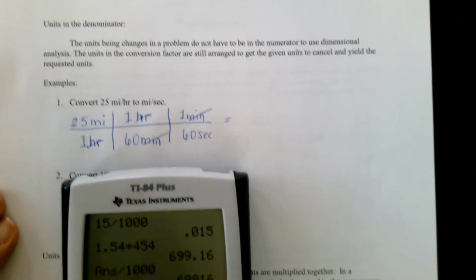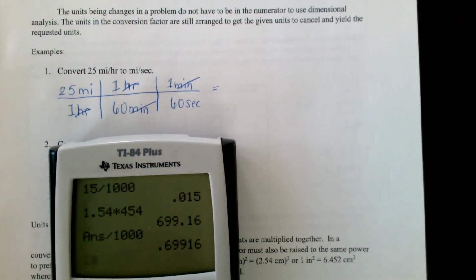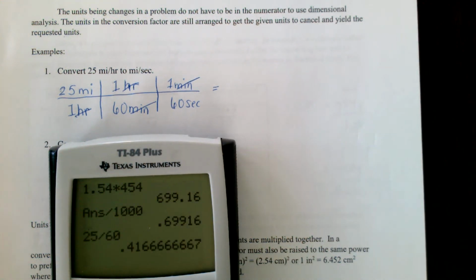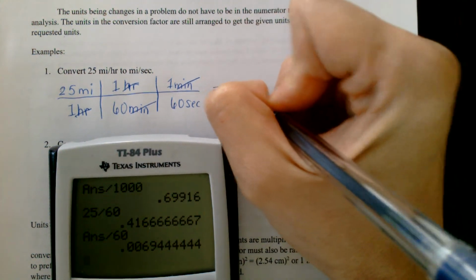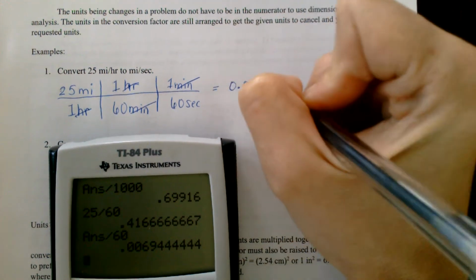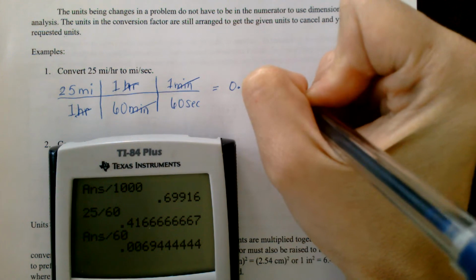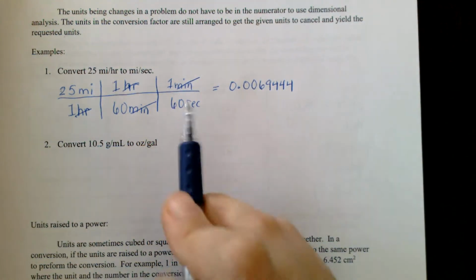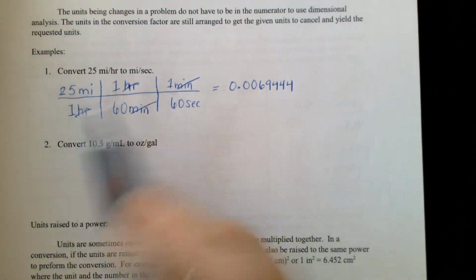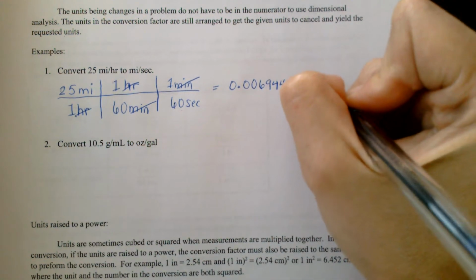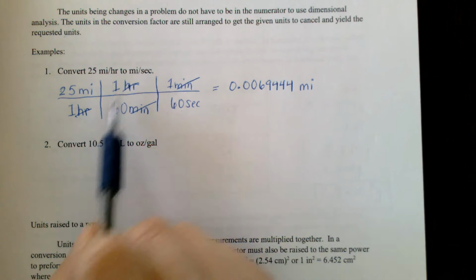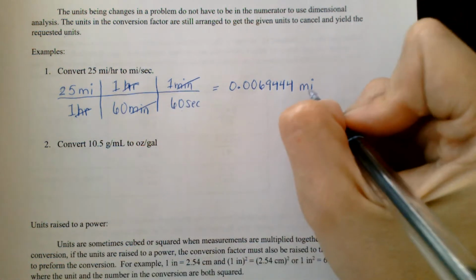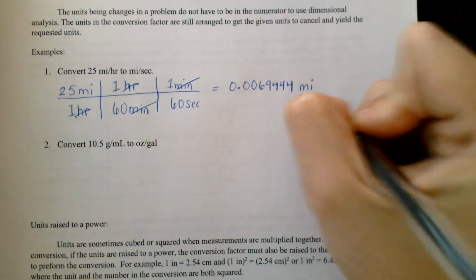Okay, so for this problem, I'm going to have my 25. I'm going to divide that by my 60 minutes. Then I'm going to divide that by my 60 seconds. So I get 0.0069444. And my units here, so the miles never changed. So now I have miles. My hours were changed now to seconds. So that's miles per second.